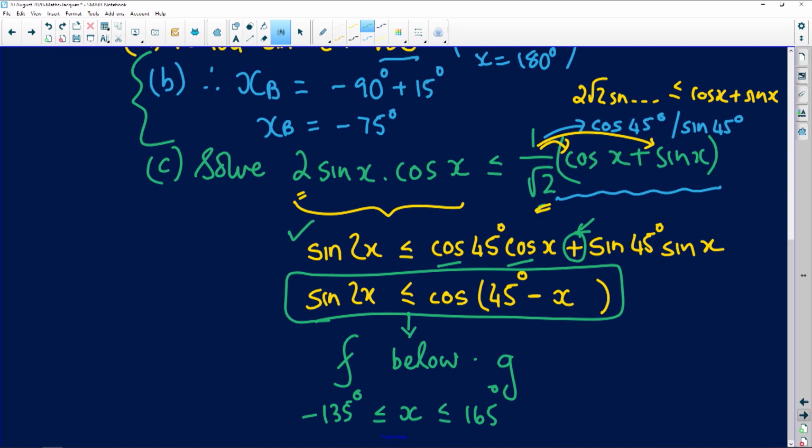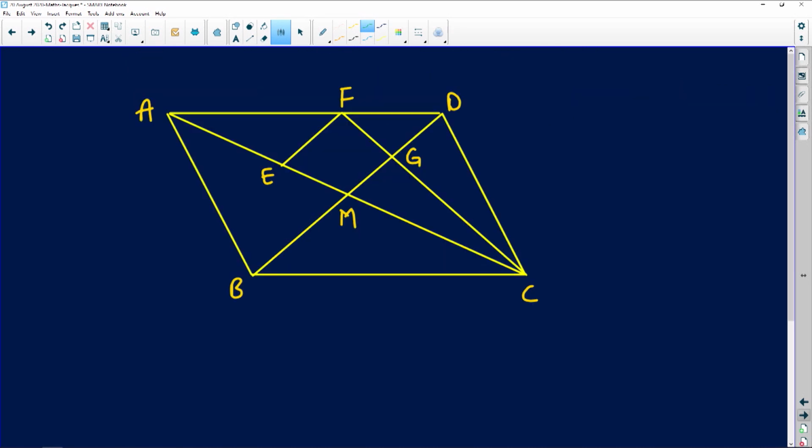Okay, let's go to our next question. Our next question is a geometry question, and I've got a few minutes to do this question with you. I've got 4 minutes to be exact, so let me not waste time. I'm going to read immediately. The purpose of doing this question with you is to show you how to deal with proportions.